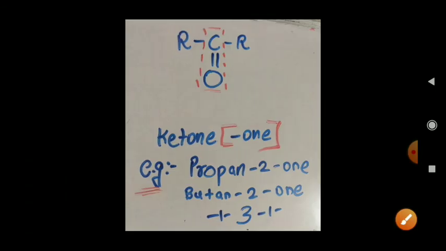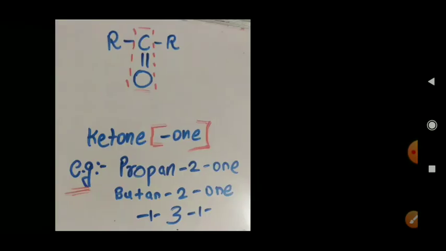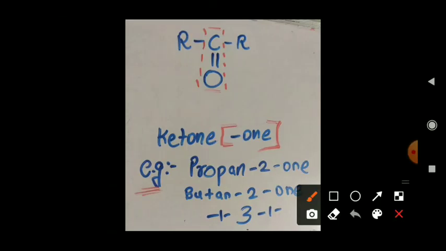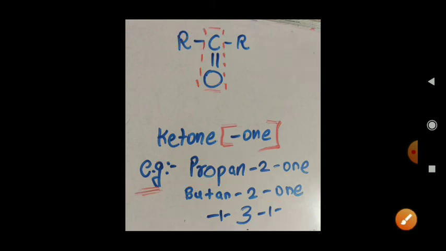Now CK. C stands for carboxylic acid and K stands for ketone. Let's see ketone. What is a ketone? When carbon is attached to oxygen by a double bond, it is called a ketone, and its other two valences are satisfied by alkyl radicals. Examples of ketones are propanone, butanone, butan-2-one, propan-2-one. These are common examples of ketone.